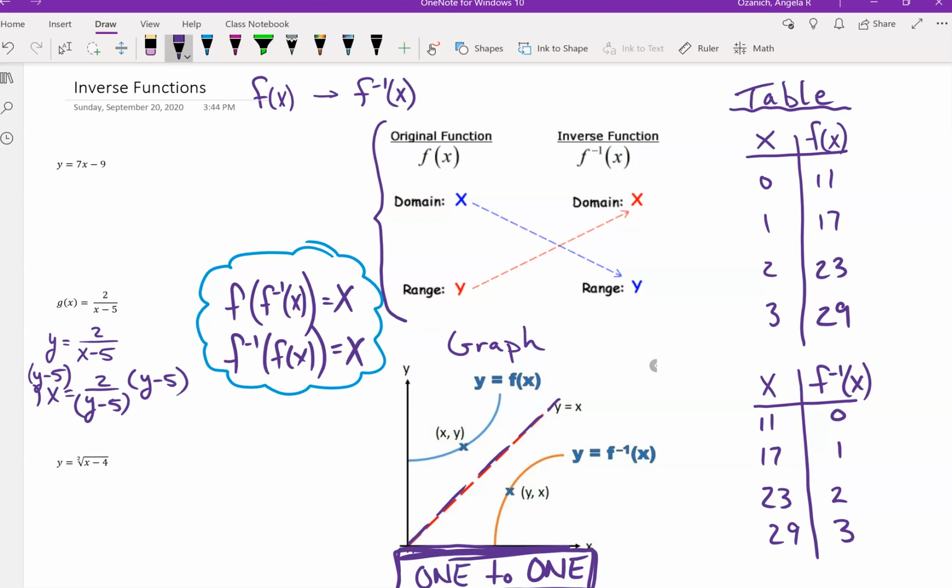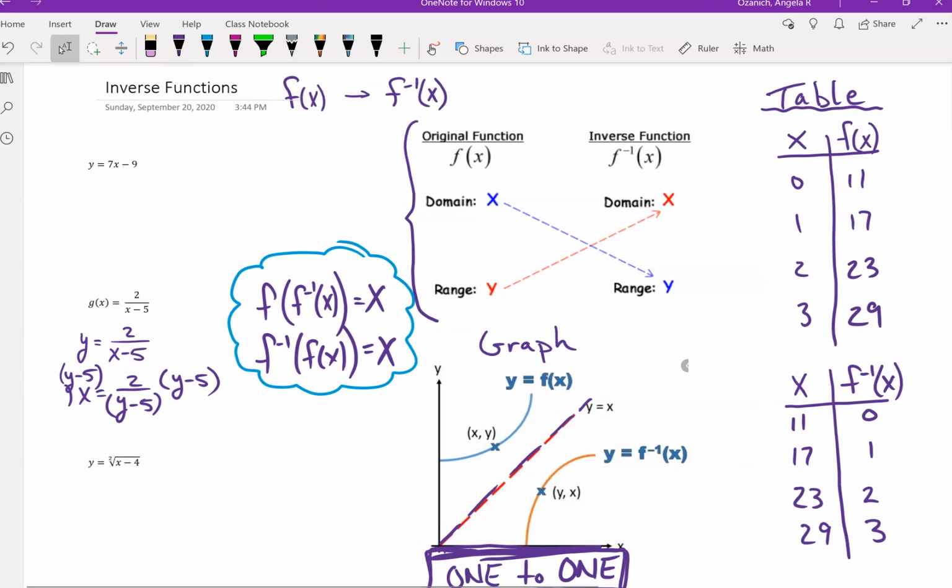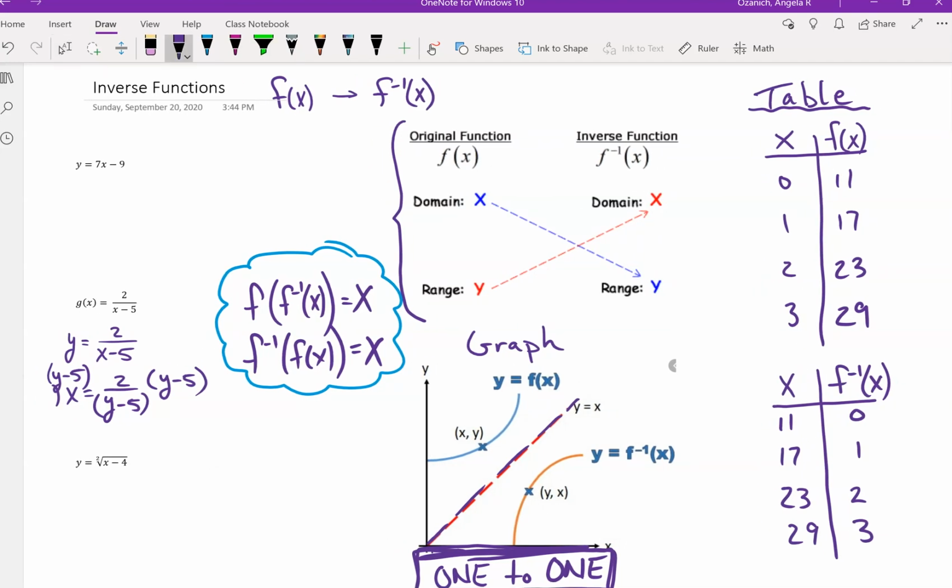What will happen is these will cancel, and I am left with y minus 5 times x is equal to 2. So we'll go ahead and divide by x. We get y minus 5 is equal to 2 divided by x, and add 5. So we get y is equal to 2 over x plus 5.